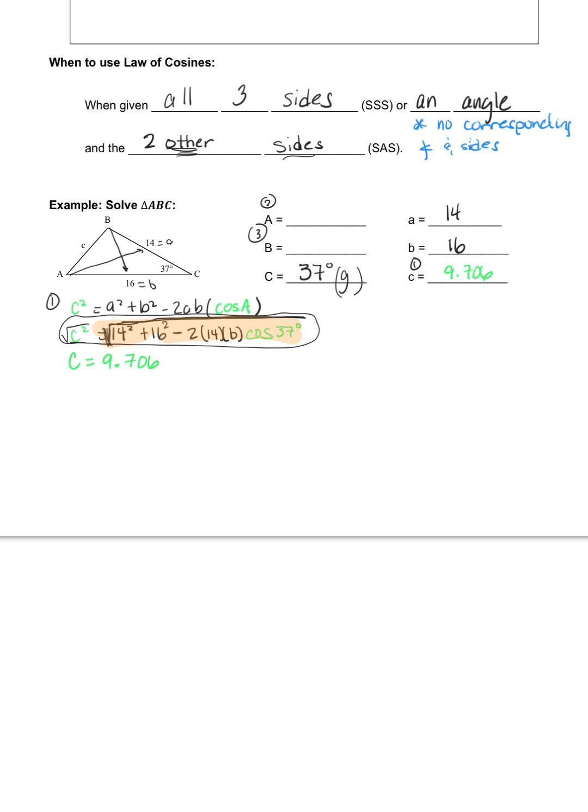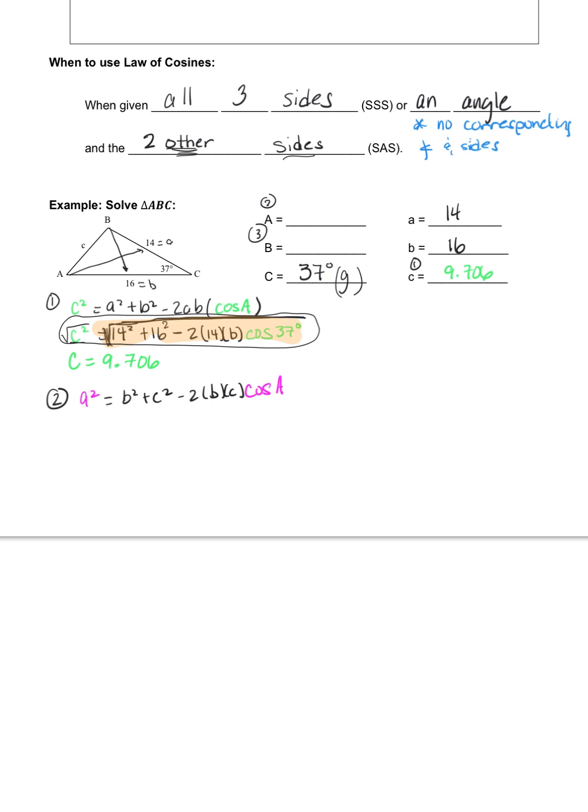The second one I'm going to do is find angle A, okay? So let's find angle A. So for number 2, since I'm dealing with angle A, I'm going to have to use this formula. A squared equals B squared plus C squared, so the other two sides, minus 2 times the other two sides, times the cosine of A. Okay, so fill in your parts.